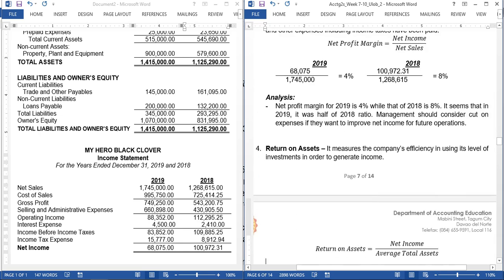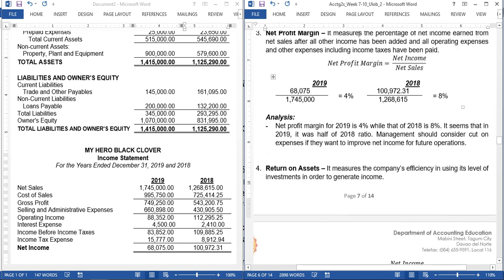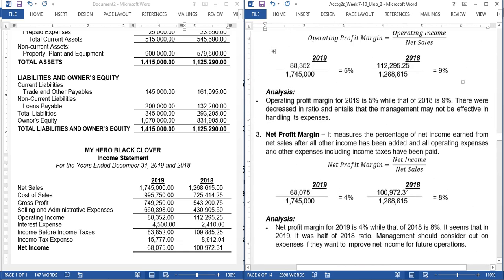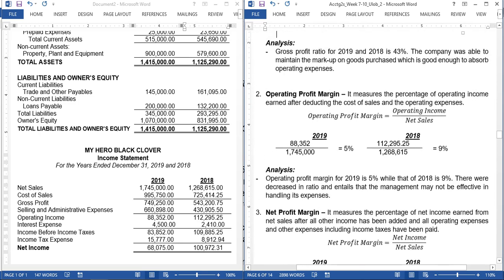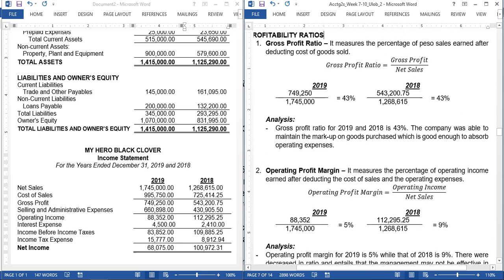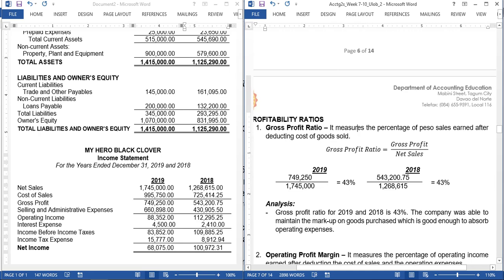Okay. And the last one is the profitability ratio. So, yung profitability ratio naman, the first one is yung gross profit ratio. So, this measures the percentage of peso sales earned after deducting cost of goods sold. So, the formula of this one is gross profit divided by net sales.